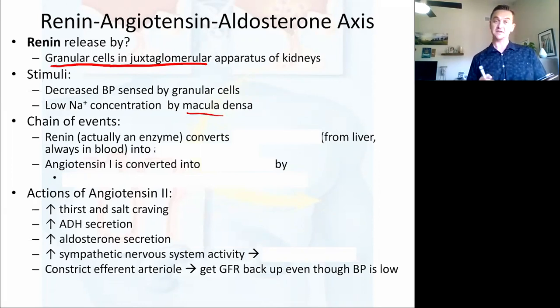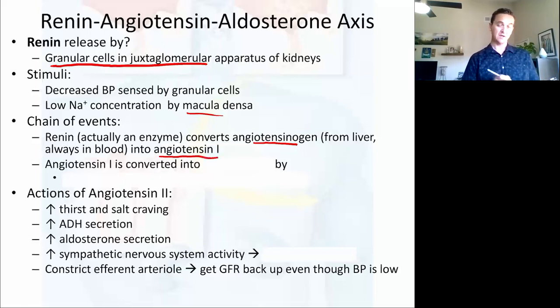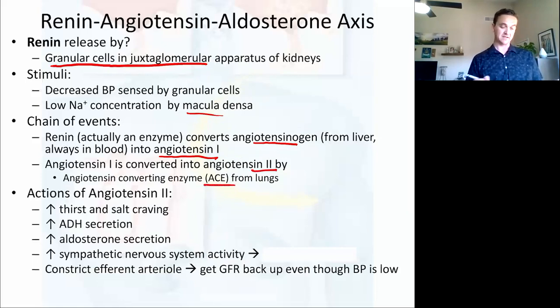Okay, so in the chain of events here, renin is not really a hormone, it's more of an enzyme. Once it's released, it's going to interact with a protein that's always in the blood, a plasma protein made by the liver called angiotensinogen. That angiotensinogen gets converted into angiotensin 1 when it interacts with renin. Then angiotensin 1 is converted into angiotensin 2, via an enzyme called ACE, the angiotensin converting enzyme, and that one is made in the lungs.